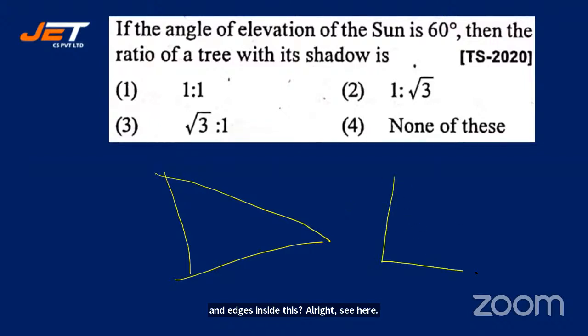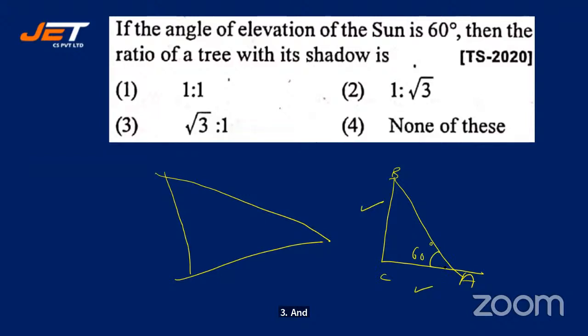Let me draw it clearly. All right, so this is a triangle. Let's assume this to be A, this is B, and this is C. He says the angle of elevation of the sun, so here this is elevation 60 degrees. Then the ratio of the tree with its shadow, that is this one and this one. The tree and its shadow.